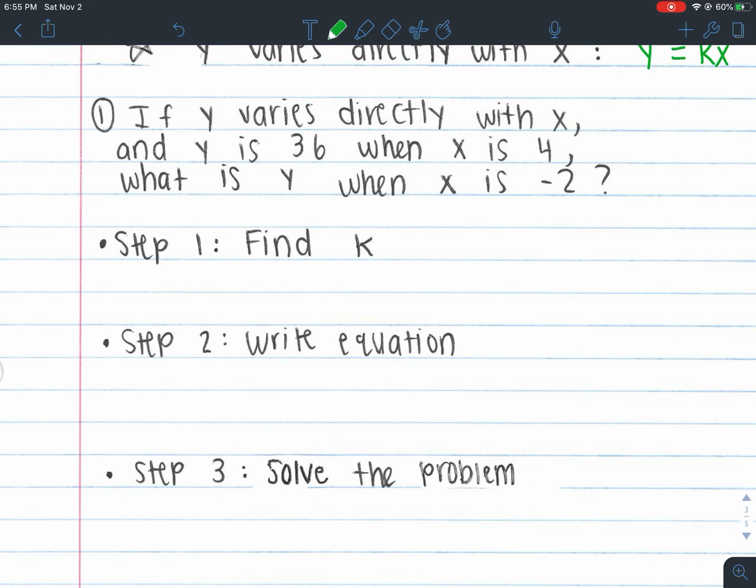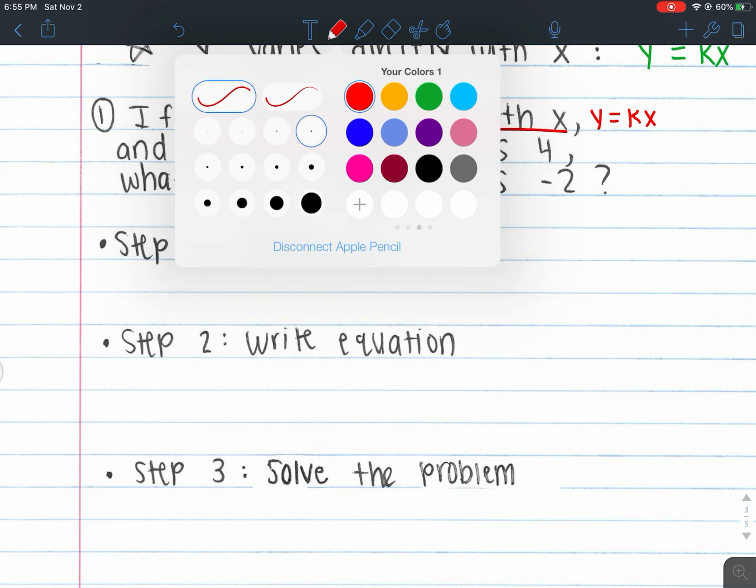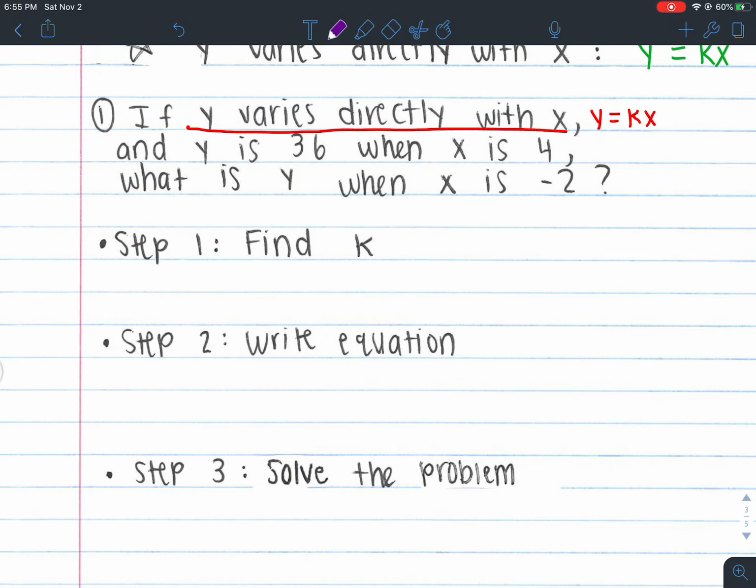So number one, if y varies directly with x, okay, so I see y varies directly with x. Remember, I know this is direct variation because it says varies directly. So I know y varies directly with x means y equals kx. I know that. And then it says, and y is 36 when x is 4. What is y when x is negative 2? Okay, the first step, anytime it says direct variation, is that you need to find your k value. Well, how do I find k? Remember, k is y divided by x.